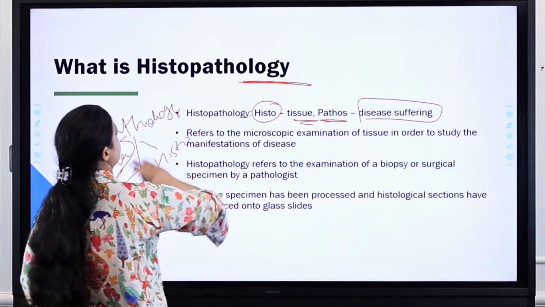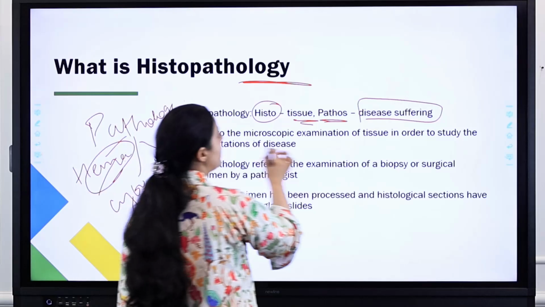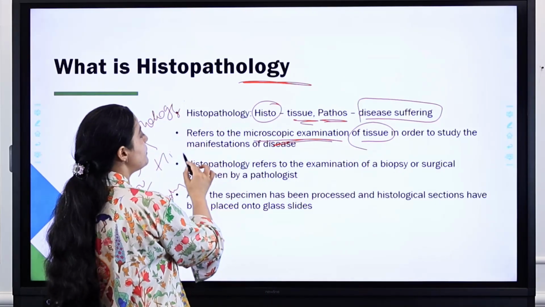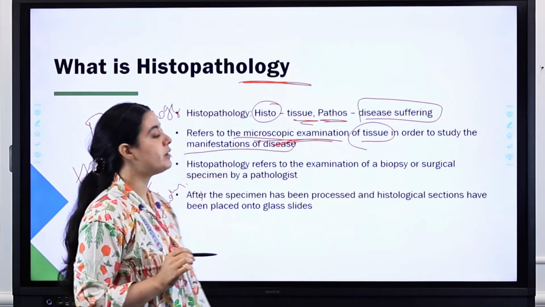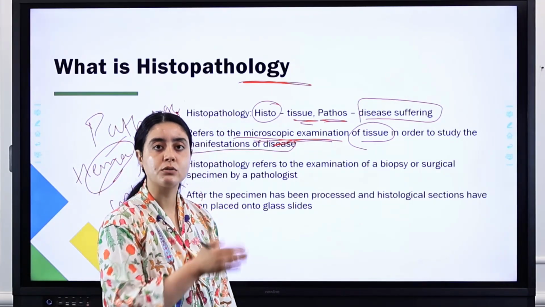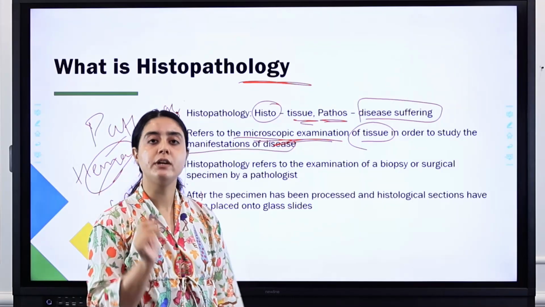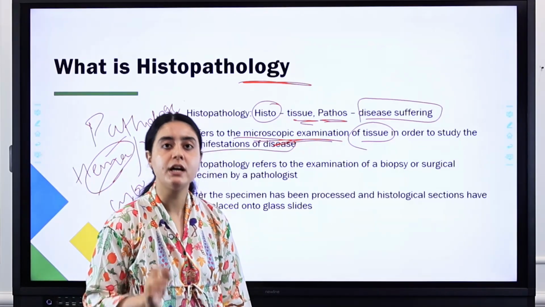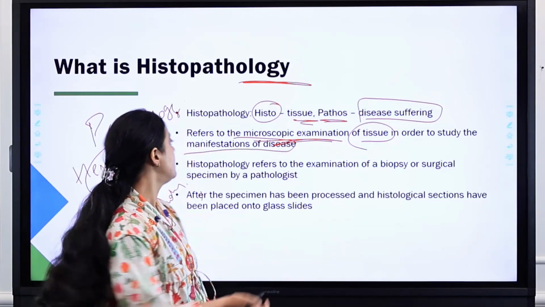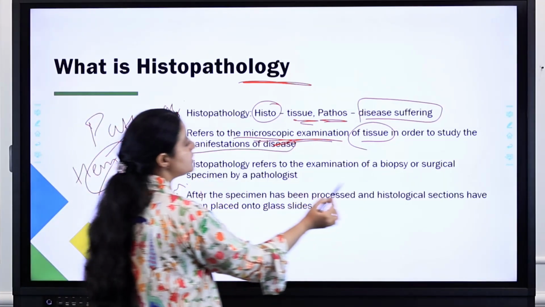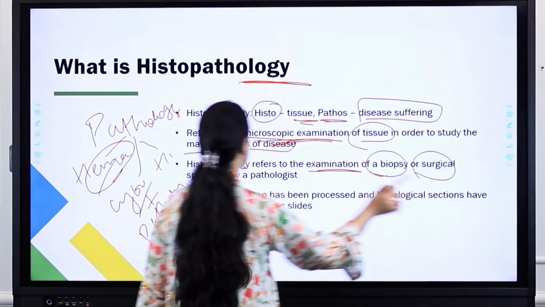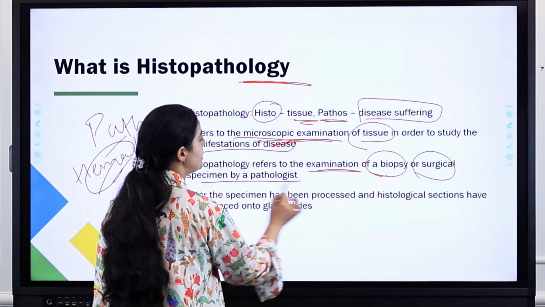Now, it refers to the microscopic examination of tissues in order to study the manifestations of the disease. So we have to prepare our sample and go through the staining procedures so that we can microscopically identify whether any disease has progressed in the body of the patient. Histopathology refers to the examination of biopsy and surgical specimens by a pathologist.